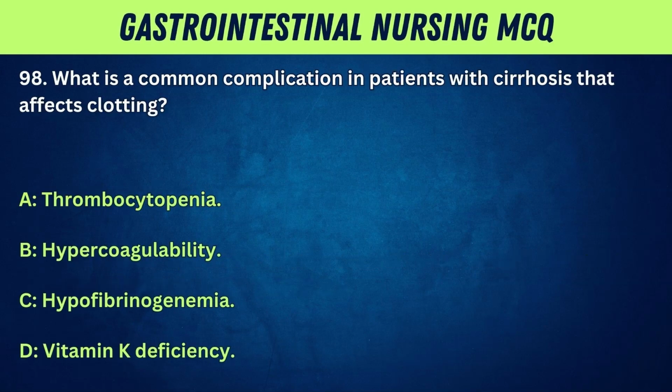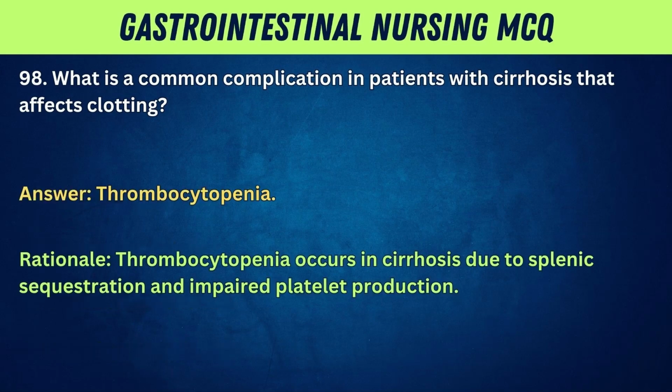98. What is a common complication in patients with cirrhosis that affects clotting? A. Thrombocytopenia. B. Hypercoagulability. C. Hypofibrinogenemia. D. Vitamin K deficiency. Answer. Thrombocytopenia. Rationale. Thrombocytopenia occurs in cirrhosis due to splenic sequestration and impaired platelet production.